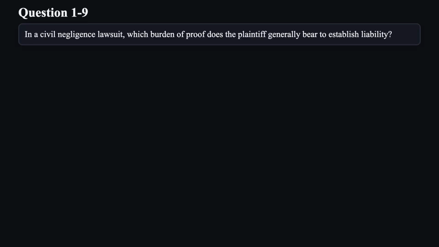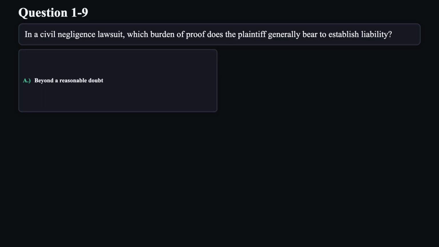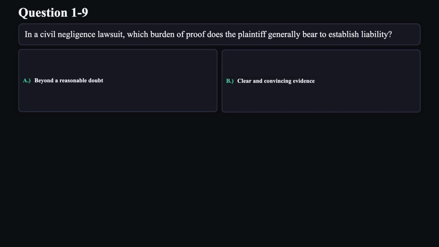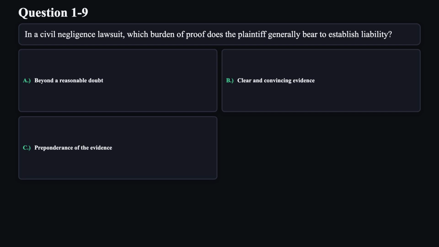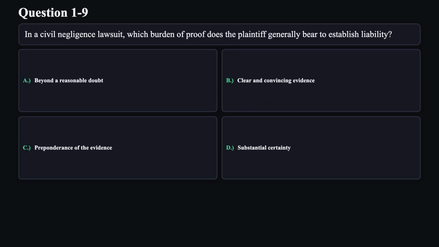Question 9. In a civil negligence lawsuit, which burden of proof does the plaintiff generally bear to establish liability? A. Beyond a reasonable doubt. B. Clear and convincing evidence. C. Preponderance of the evidence. D. Substantial certainty.